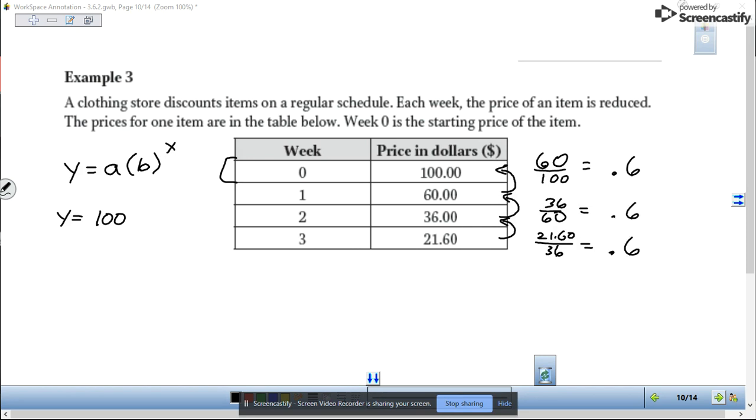Okay, and they do. Feel free to check me on that. All right, so since they are all the same, that means you're repeatedly multiplying by 0.6, which means that is your b value. And that's how you create that equation from the table without having to graph it or anything like that. Okay? All right, so that is all the examples for 362. Good luck.